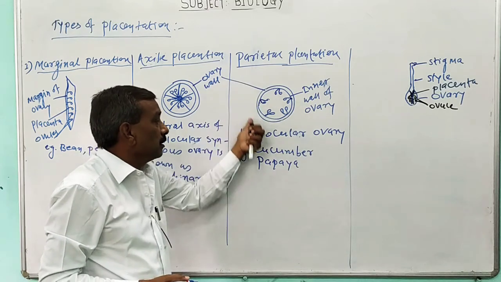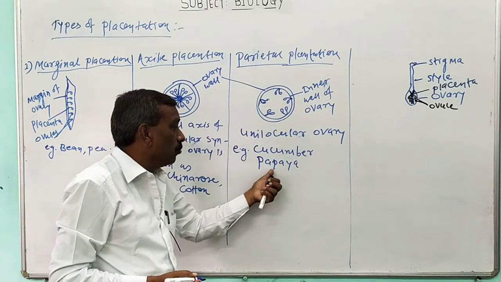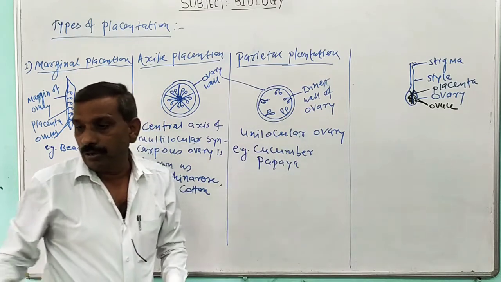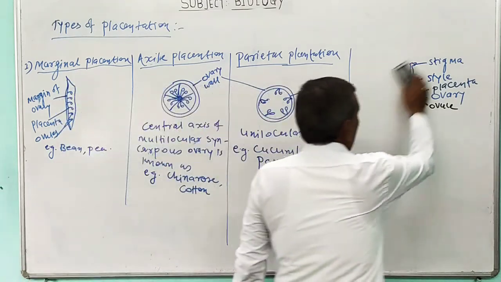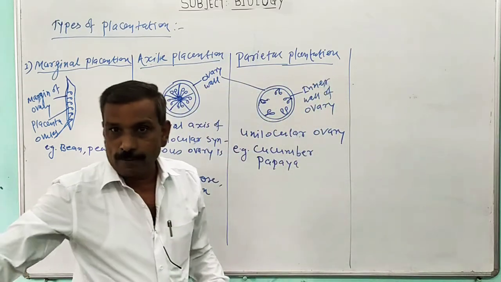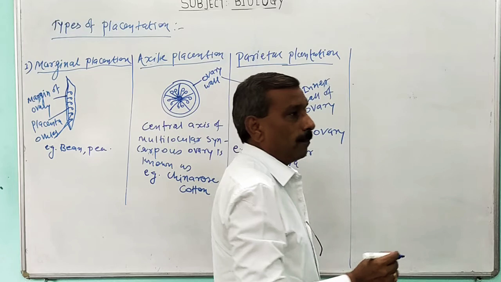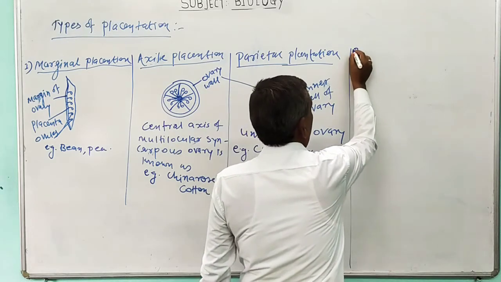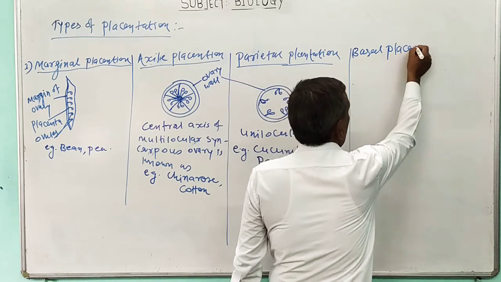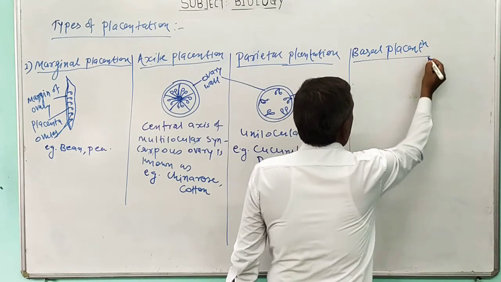That placentation is found in plants like a cucumber and a papaya plant. Ovary is unilocular, that is consisting of only one chamber. Now the next type of placentation which is found in plants is known as a basal placentation.